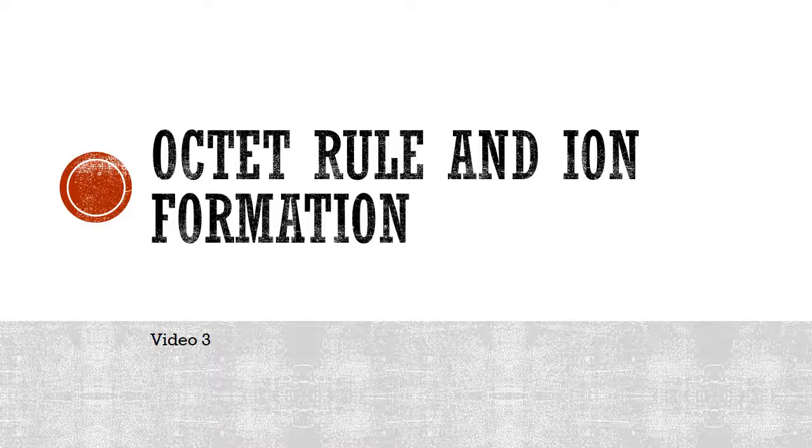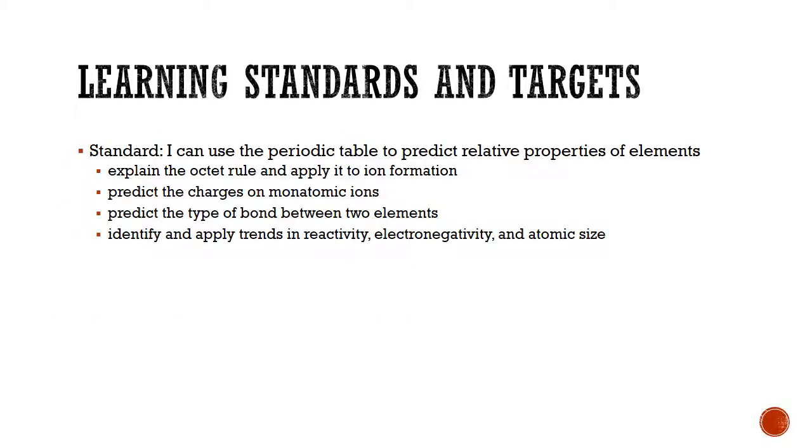Our next video in the atomic structure and nuclear decay unit is on the octet rule and ion formation. If we look at our learning standards and targets here, we're on the second standard of the unit. We need to be able to use the periodic table to predict relative properties of elements. And in this particular video, we're looking at the first two learning targets.